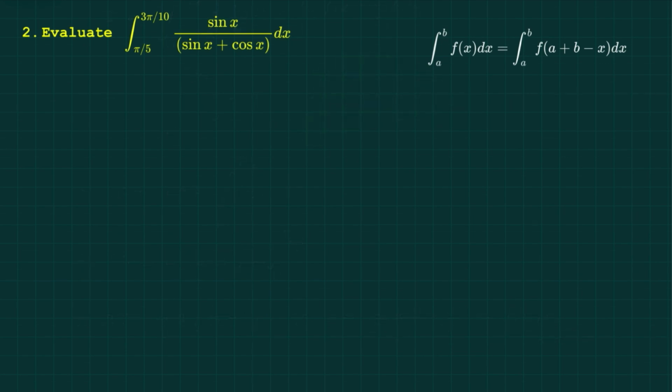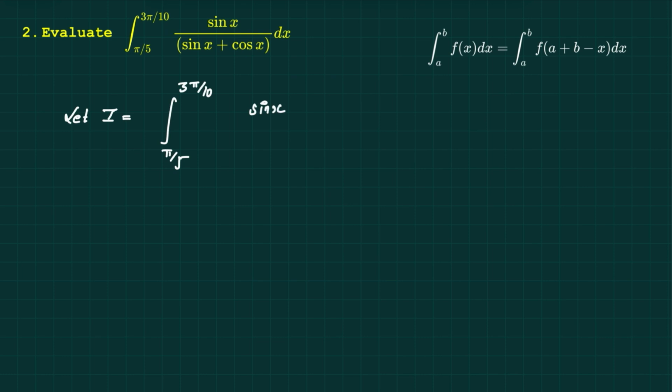Question number 2. Integration from pi over 5 to 3 pi over 10 of sin x over sin x plus cos x dx. So here we will be using this property where we have to change the variable x to a plus b minus x. So first of all, let us consider this given integral as I.